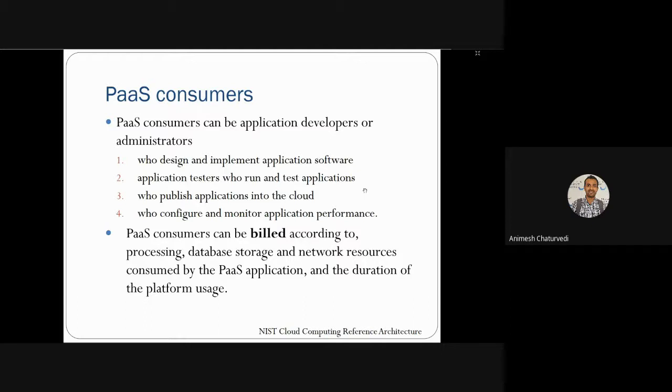So the platform as a service consumer basically publishes some application into the cloud. Thereafter, the fourth one is to configure and monitor application performance. So the PaaS consumer basically configures and monitors some applications and their performance, so that they could have better and better services. Thereafter, PaaS consumers can actually be billed based upon the processing part. So how much processing is being done, what database storage is being used, what network resources are being consumed by the PaaS application, and the duration of the platform usage. So all these things are being taken care of.